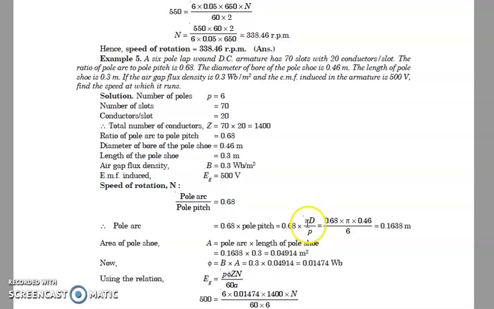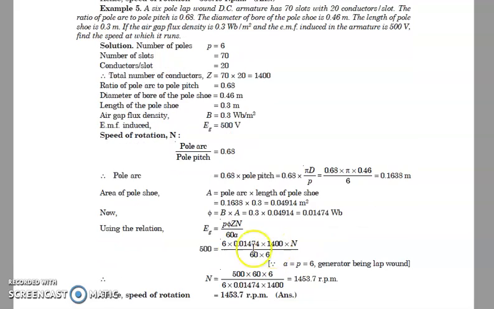for the DC generator. In this case, a 6-pole lap wound DC armature has 70 slots and 20 conductors per slot. So you have to first calculate the total number of conductors. There are 70 slots and the number of conductors is 20 per slot, so the total number of conductors is 70 multiplied by 20, which comes out to be 1400. So these are the given values and you have to directly apply the EMF equation. There is one more relation here: pole arc divided by pole pitch, that is 0.68. It is given in the question. So note down this formula also.